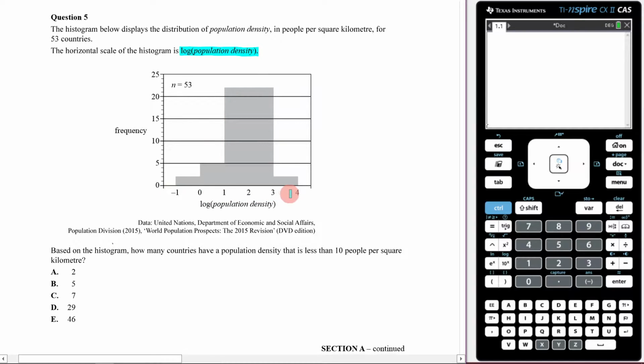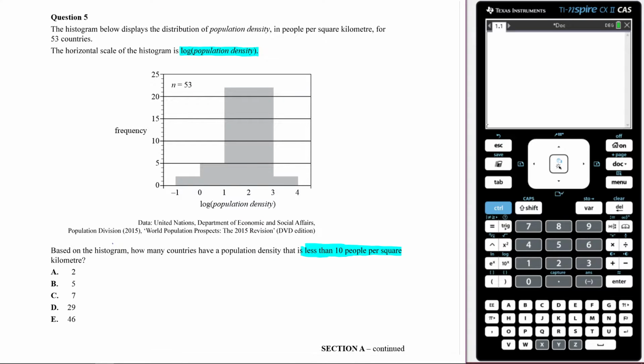So this right here is a log scale. As you can see, log population density. So that's very important for us to consider, that we're dealing with a log scale here. It says, based on the histogram, how many countries have a population density, important, less than 10 people per square kilometer, less than 10 people per square kilometer.